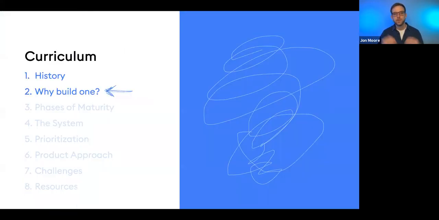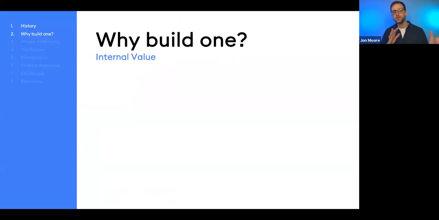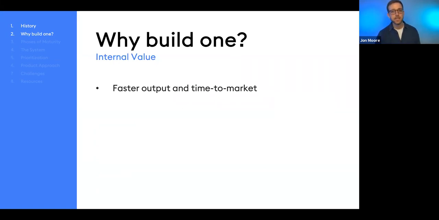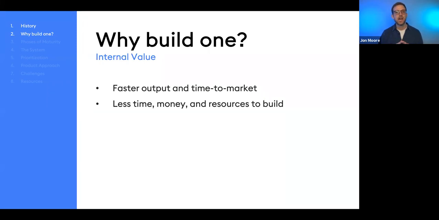So topic number two, why might you build one? Well, I like to bucket these into two different buckets, internal value and external value. We covered a lot of these already on that previous slide, but just in a little bit more detail. First and foremost, faster output and time to market. If you think about having that central set of tools and resources, the ability to produce more quickly on behalf of the product team and even get things onto the website and into the hands of people out in the field running sales, the faster you can get things out there and into the market's hands, the better for your business ultimately. Less time, money, and resources to build.